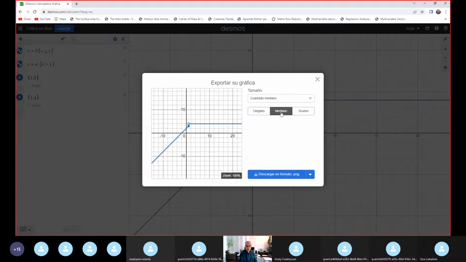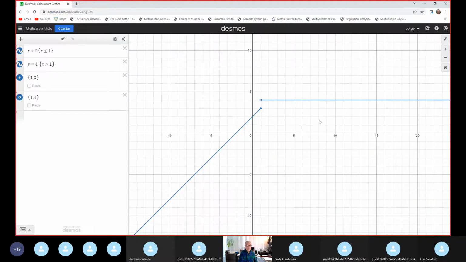Cool? You click here. You download this picture, using a different style. No, I like that. And, for example, this is okay for me. You click here, download, and that's it. Any question? Let's do one more.